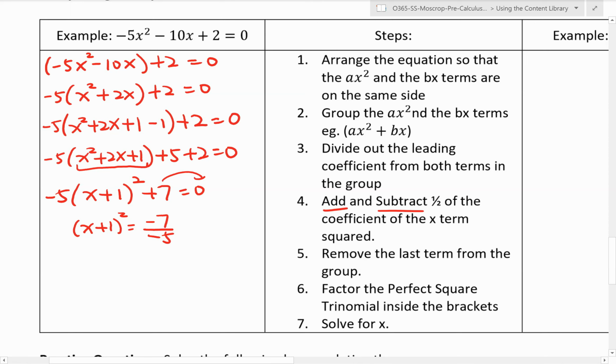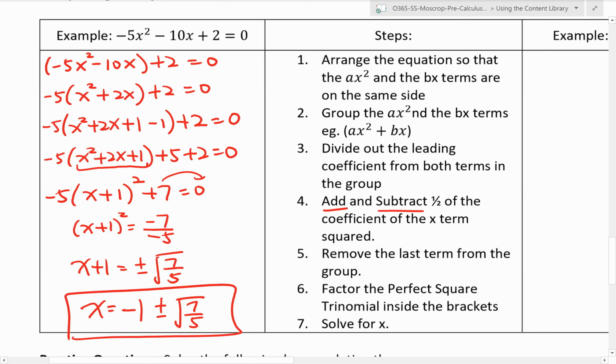Okay, now I can square root both sides, plus minus. Now because both of these are negatives, so really it's just +7/5. Finally, we can move 1 to the right and you get -1 plus minus square root of 7/5, and that is the answer right there. Okay, so like I said, much longer process than the factoring method, but sometimes it's just not factorable. So unfortunately, that's what you need to do.